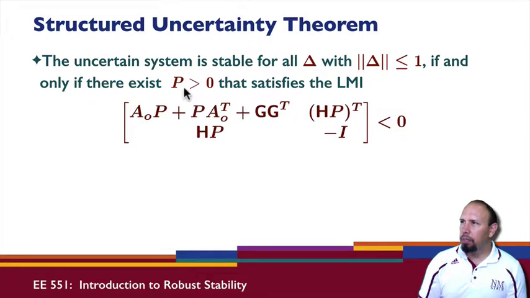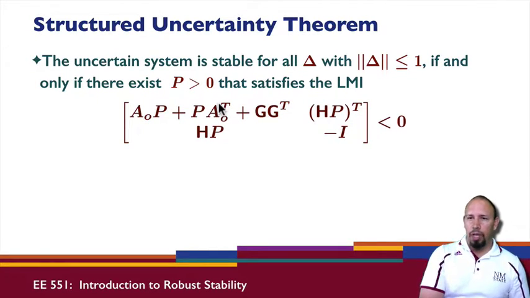And so we have this theorem. The uncertain system is stable for all delta with the norm less than or equal to 1, if and only if there exists a positive definite P that satisfies this linear matrix inequality. All right, so how do we prove all of this?